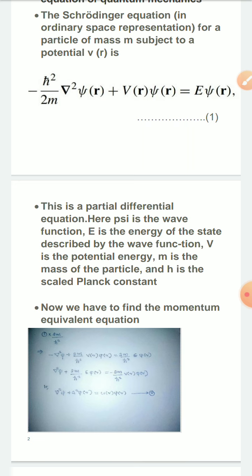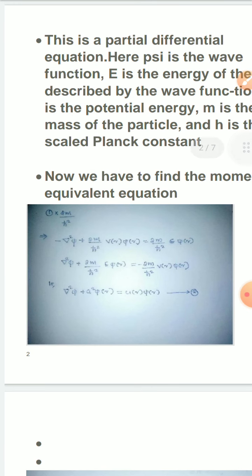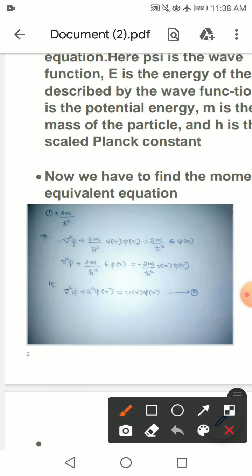Here psi is the wave function, E is the energy of the state described by the wave function, V is the potential energy, m is the mass of the particle, and h cross is the reduced Planck's constant. Now we have to find the momentum equivalent of equation 1. So we multiply equation 1 by 2m by h cross squared. We will get minus del squared psi plus 2m by h cross squared V of r psi of r is equal to 2m by h cross squared E psi of r.